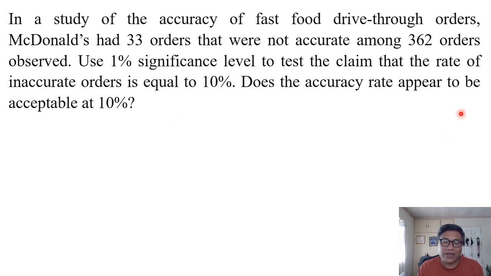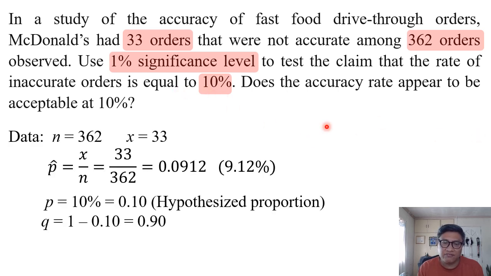So first, we are going to identify the given data. We have 33 orders out of 362. Then we use a 1% significance level. Then, of course, the hypothesized percentage is 10%. If we divide 33 by 362, we get the sample proportion, which is about 0.0912, or 9.12%. The hypothesized proportion, class, is 10% or 0.10, and its complement is 90% or 0.9.